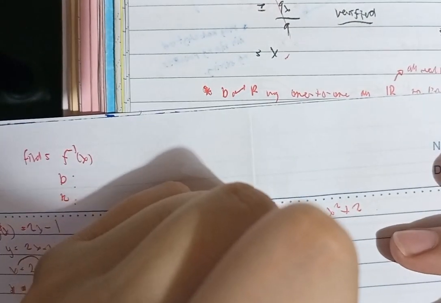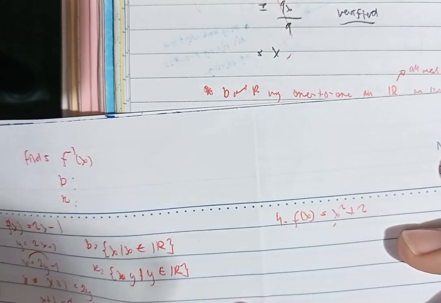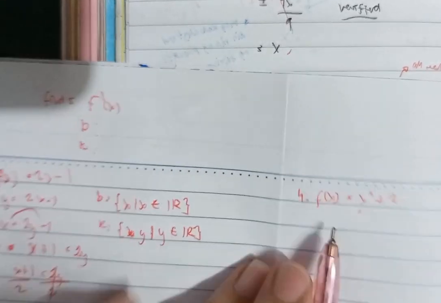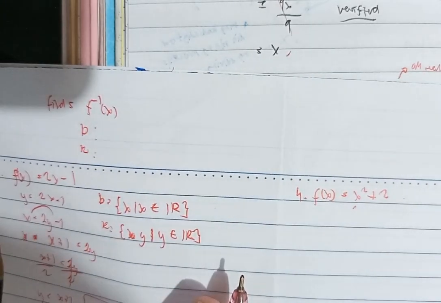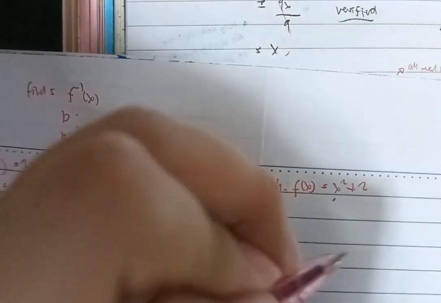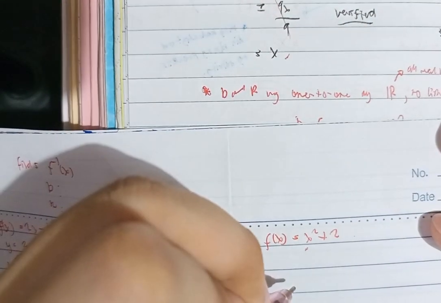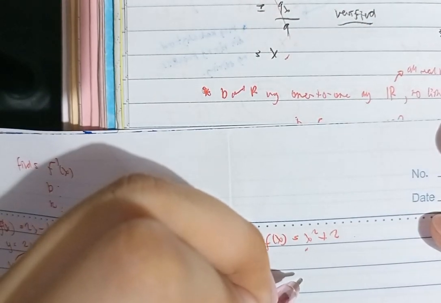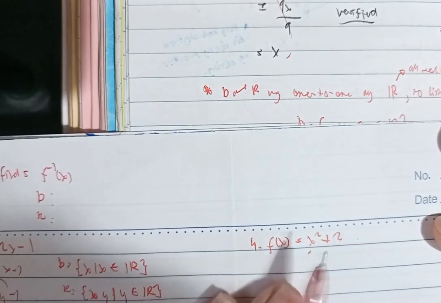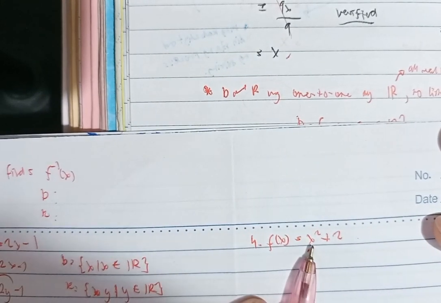So, for the number 4, we'll have f of x equals x squared plus 2. Hindi na siya 1 to 1 kasi ang 1 to 1 lang ay first degree. Tapos, kapag hindi siya first degree, hindi na siya 1 to 1.